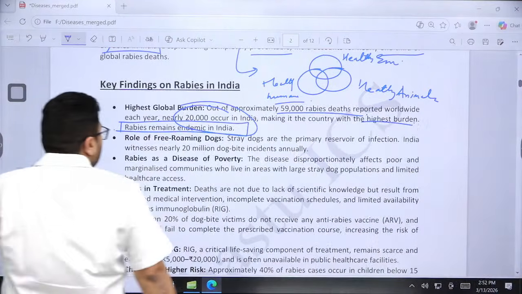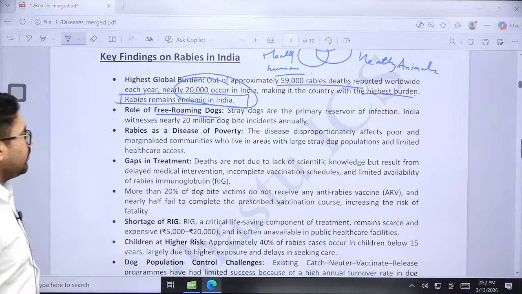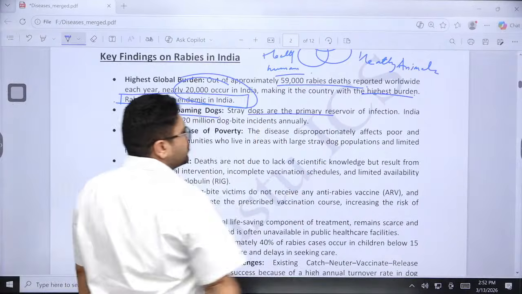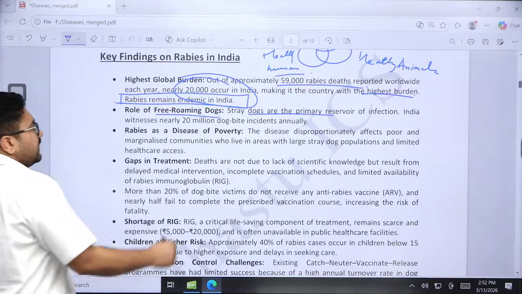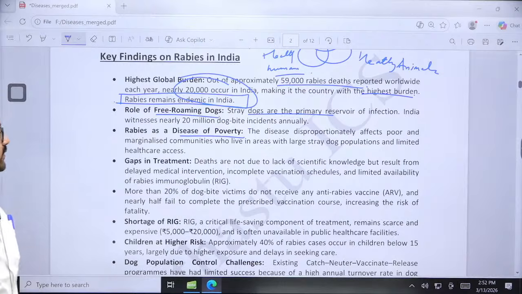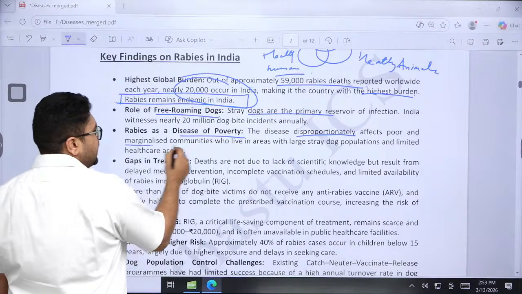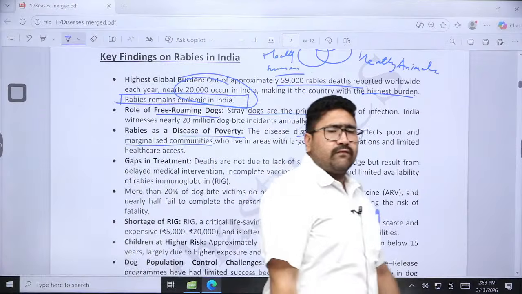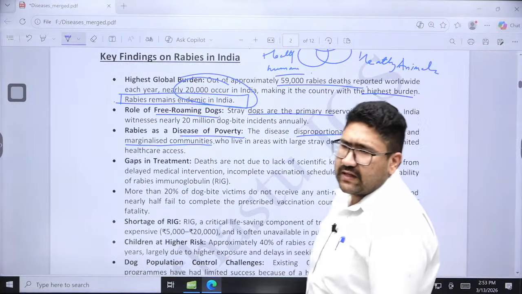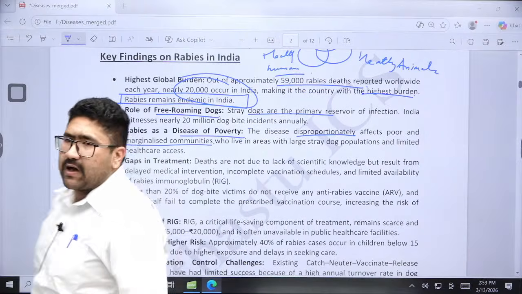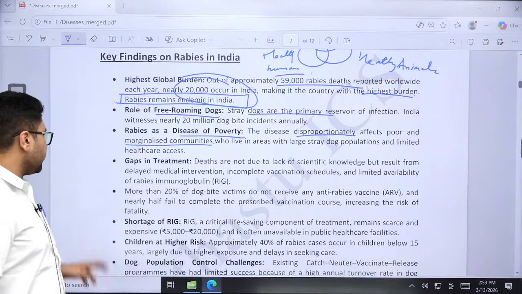Now, the next is the role of free roaming dogs. As we all know, the more stray dogs there are, the more chances of rabies spreading. Rabies is a disease of poverty. The disease disproportionately affects poor and marginalized communities who live in areas with large stray dog populations. So that simply means that the more stray dogs there are, the more your chances increase towards rabies.